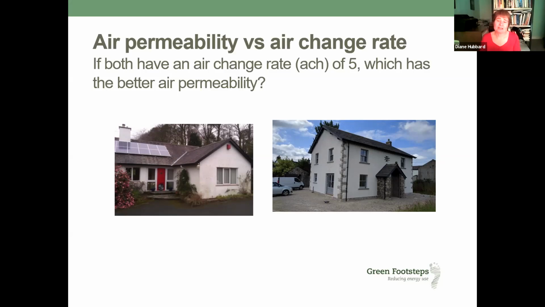So what that would actually mean is, because it's got this much bigger surface area, you're dividing that same flow rate by a much larger area. So actually the bungalow would have a better air permeability because it's got a much larger surface area. So we need to think about the form of our building as well. Not that we can do much about that in a retrofit situation.